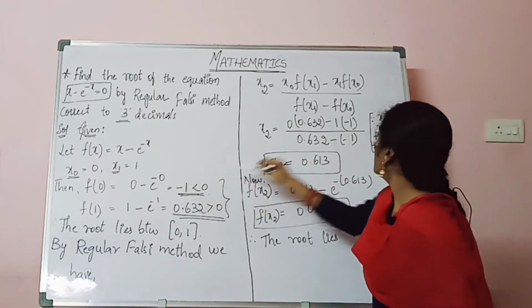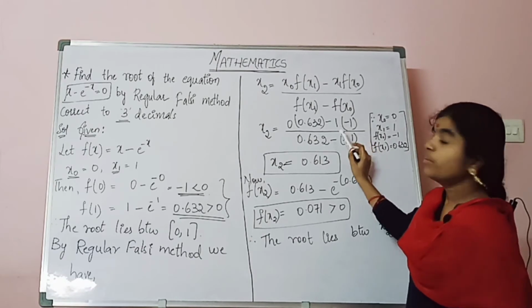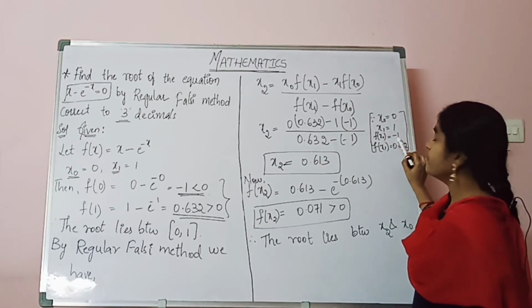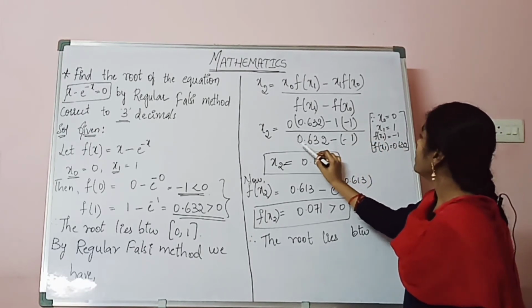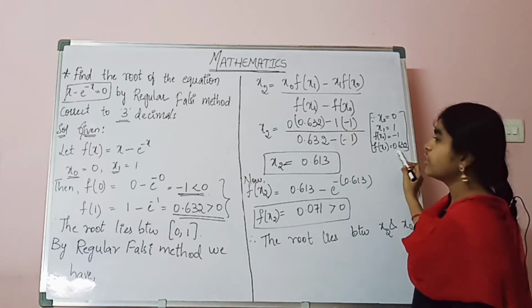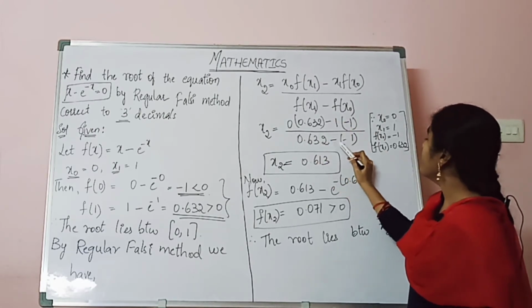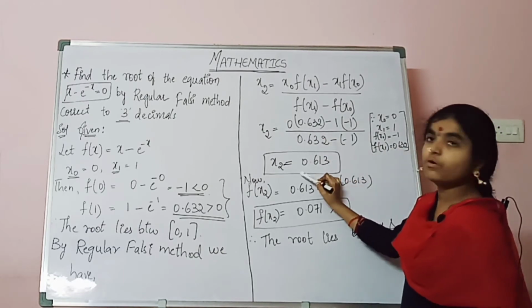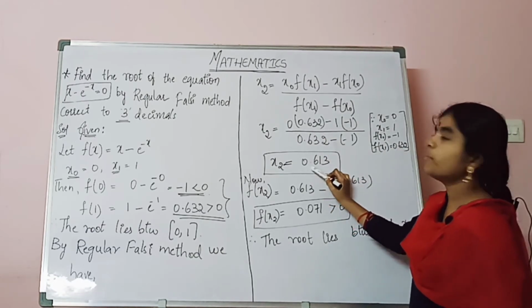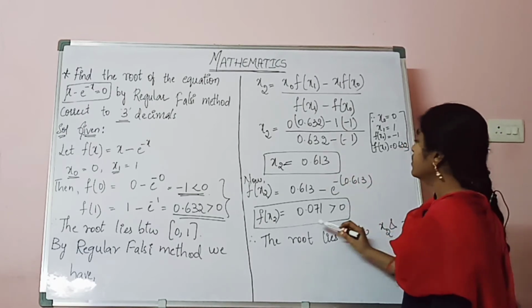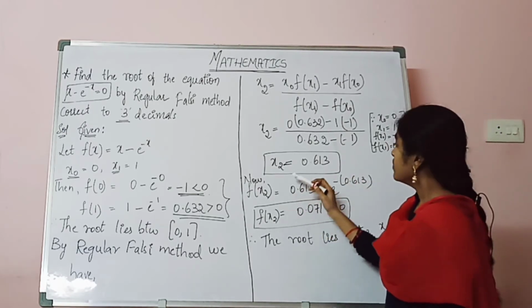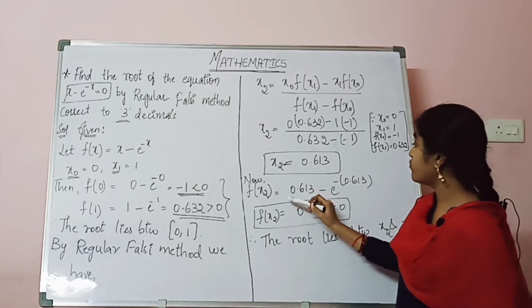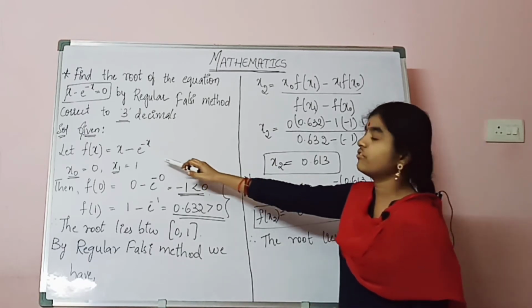Minus x1. What is x1? 1, into what is f of x naught? Minus 1, divided by f of x1 again, 0.632 minus f of x naught, minus 1. So after calculating, what did we get here? x2 equals 0.613. Now we have to take f of x2.